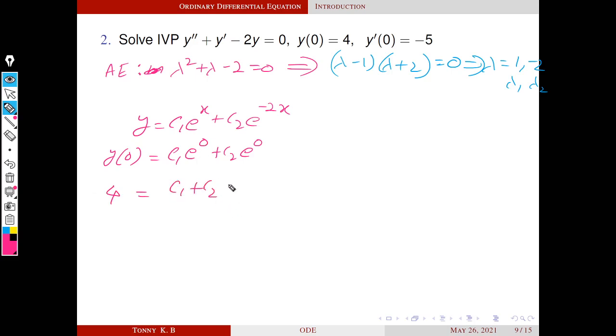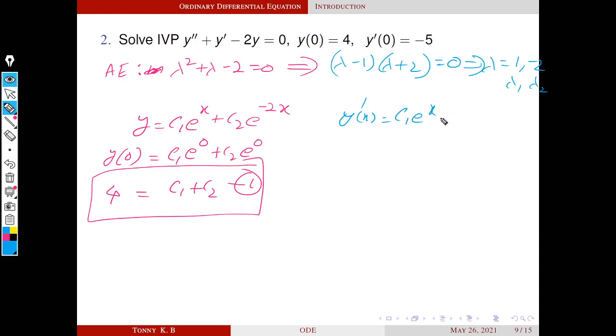So now we have one equation, that is c1 plus c2 equal to 4. Similarly, next we have to apply the second condition. To apply the second condition, we have to find the derivative. Differentiating this expression with respect to x, we get y dash. y dash of x is c1 e raised to x minus 2 c2 e raised to minus 2x. This is the derivative.